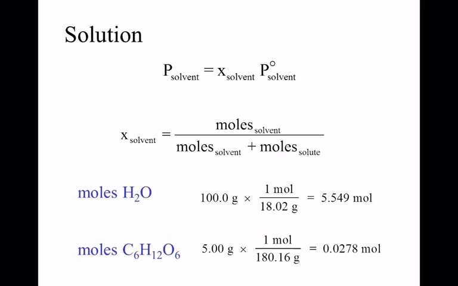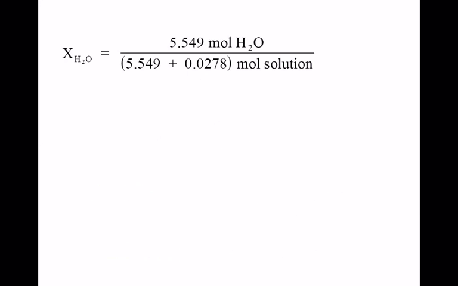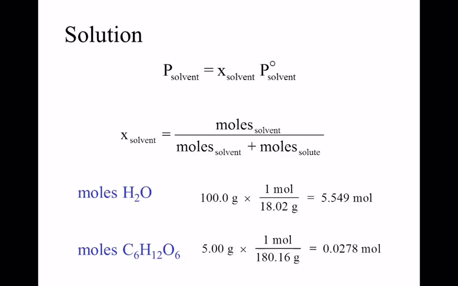So now we can get to mole fraction. I think when I work these problems, it's interesting how this mole fraction is going to be really high, right? Because you're going to take this number divided by this number plus this number. So the moles of C6H12O6 is 0.0278 moles.